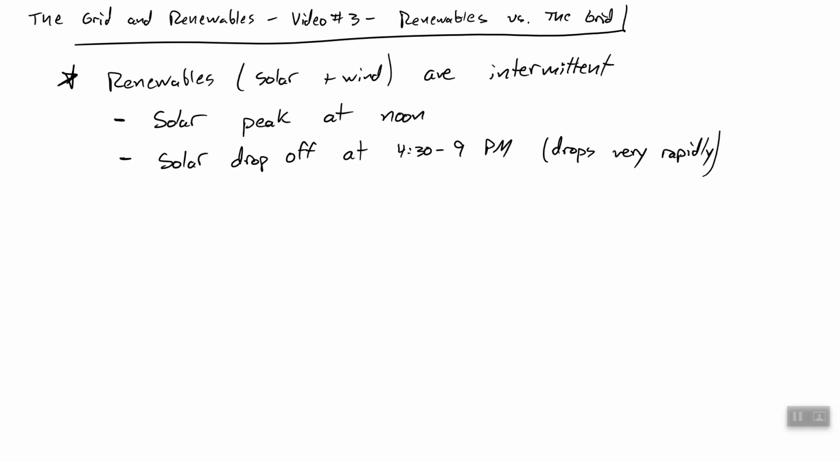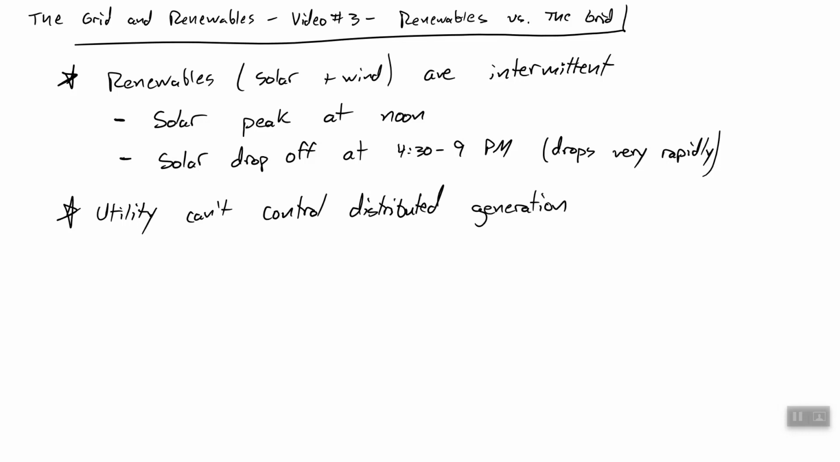Here's another problem: the utility can't control distributed generation. So all of those solar panels out on people's rooftops generating power, in this case almost always excess power in the daylight hours, must be sold back to the grid, aka the utility company, and they have to figure out what to do with it because they can't control it. It's just given to them.